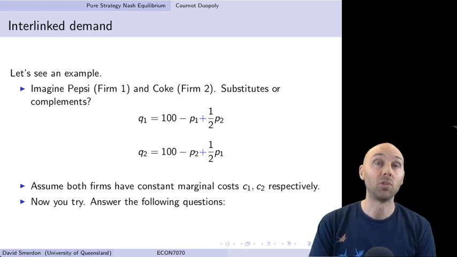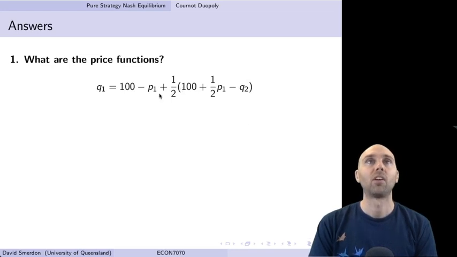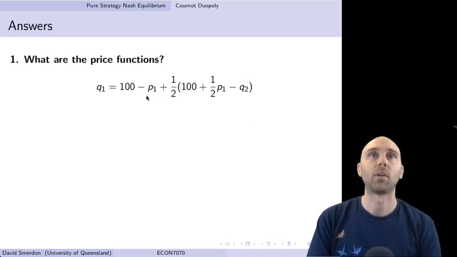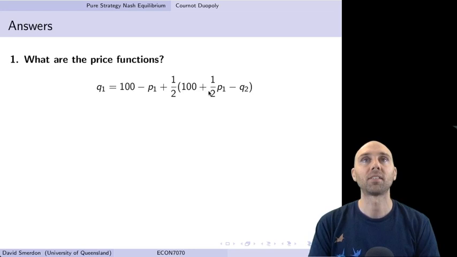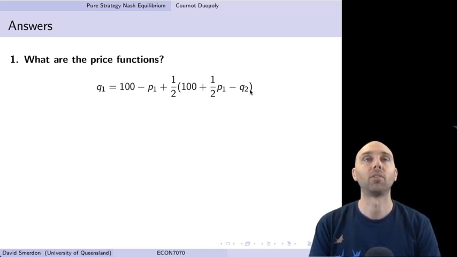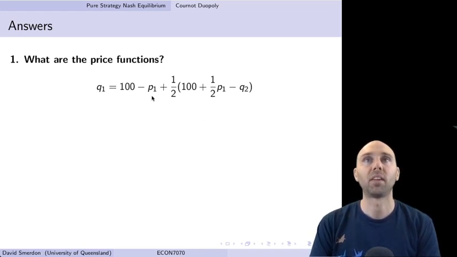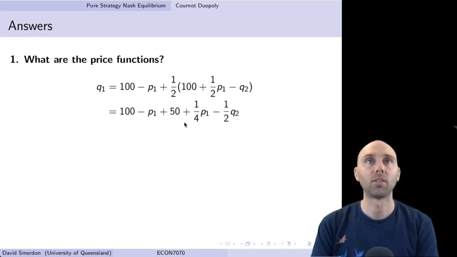So when we do that, we get something slightly messy. We get this: P1 is equal to 100 minus Q1 plus a half times 100 minus Q2 plus a half P1. So at least we've got rid of the P2. And now we've only got P1, Q1, and Q2, which is good. That's what we want. We need to get this P1 onto the left-hand side. First, we'll do a little bit of rearranging here to collect these P1 terms.